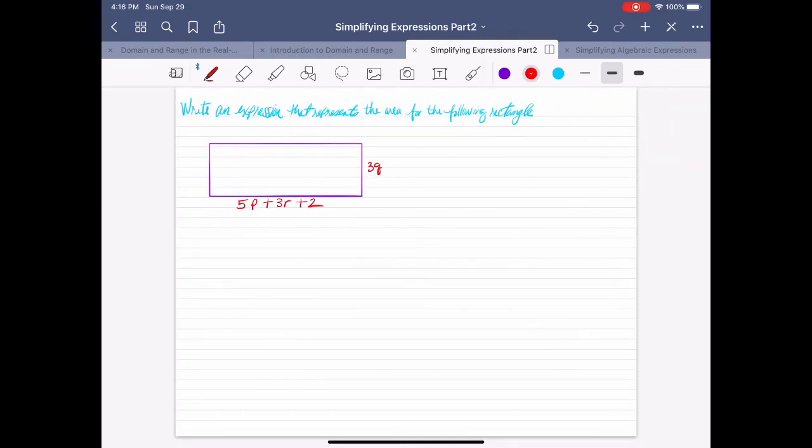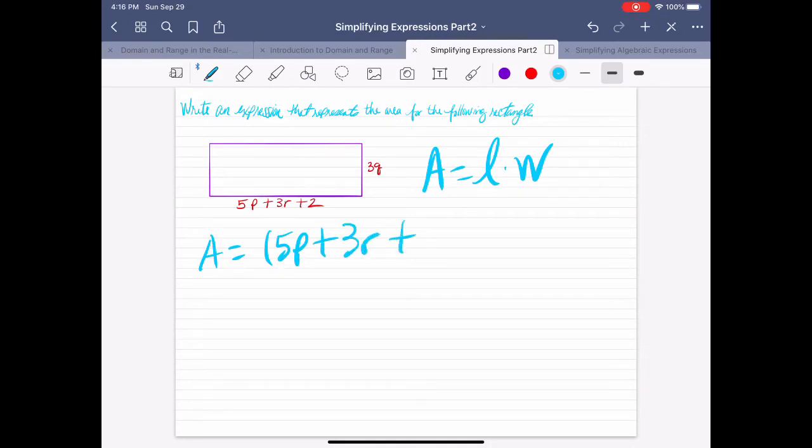Example 3. Write an expression that represents the area for the following rectangle. So you have to remember that area of a rectangle is equal to length times width. So let's set it up. So the length is 5p plus 3r plus 2. And we are going to multiply that by the width, which is 3q. Let's apply the distributive property, and we are done.